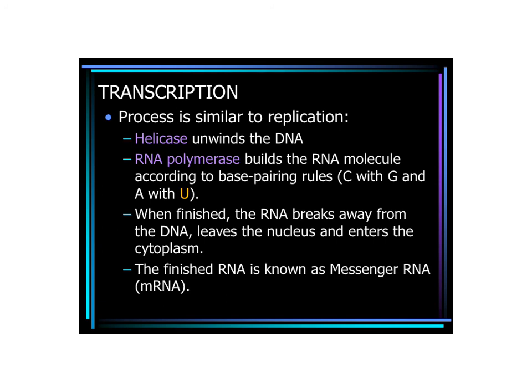Okay, so that's the whole process. The DNA unwinds. The RNA is made with RNA polymerase according to base pairing rules, and then when it's finished, the RNA is going to break off and go out of the nucleus into the cytoplasm. This finished RNA is known as messenger RNA, or we call it mRNA. And we call it that because it's carrying the message out of the nucleus.